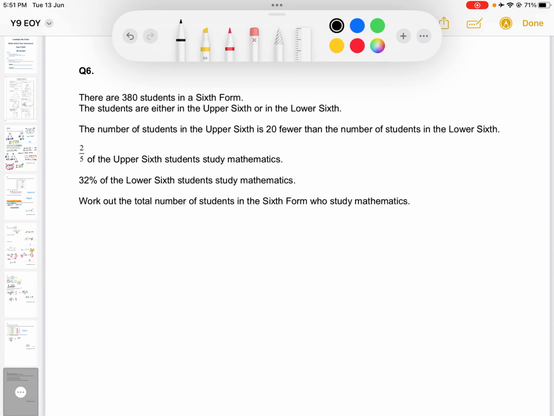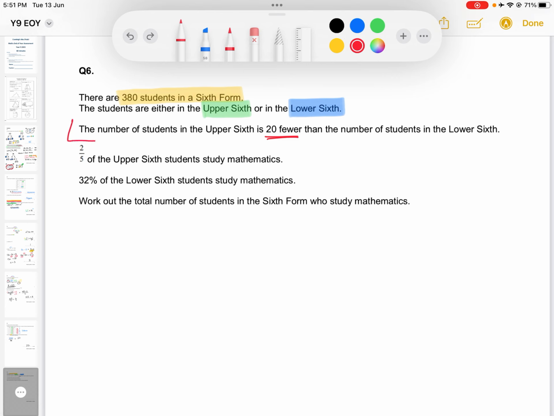Question 6. There are 380 students in a sixth form. The students themselves are either in the upper sixth or they're in the lower sixth. We're told that the number of students in the upper sixth is 20 fewer than the number of students in the lower sixth. 2/5 of the upper sixth students study maths, 32% of the lower sixth students study maths. And we're trying to find the total number of students in the entire sixth form who study maths.